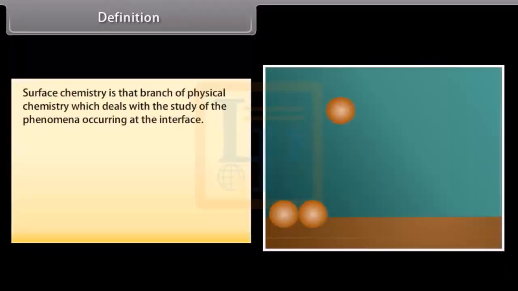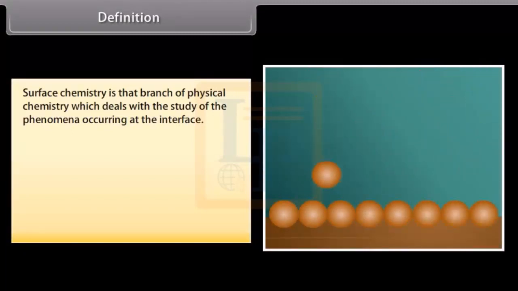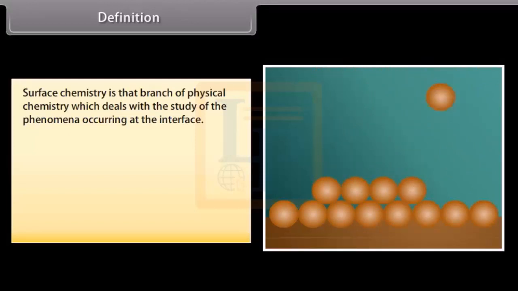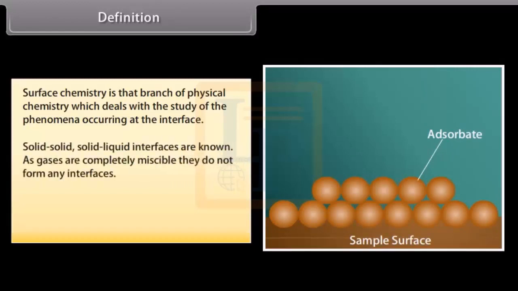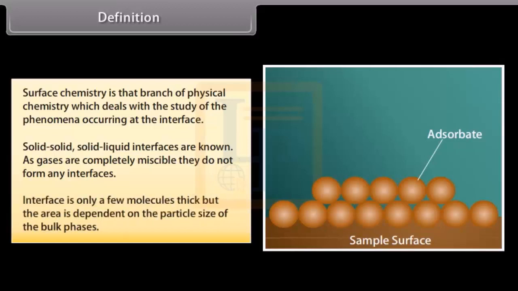Surface chemistry is that branch of physical chemistry which deals with the study of the phenomena occurring at the interface, that is, the boundary separating two bulk phases. Solid-solid, solid-liquid interfaces are known. As gases are completely miscible, they do not form any interfaces. Interface is only a few molecules thick, but the area is dependent on the particle size of the bulk phases.